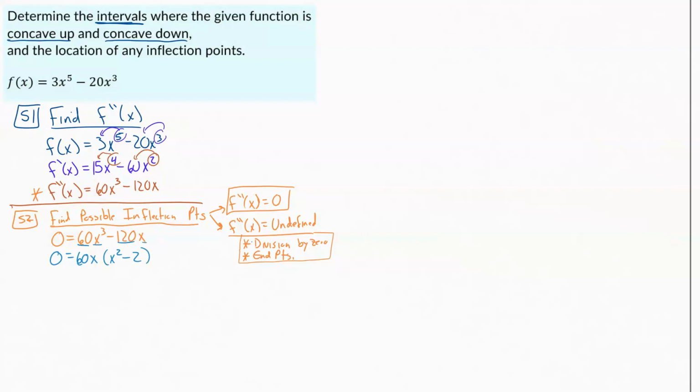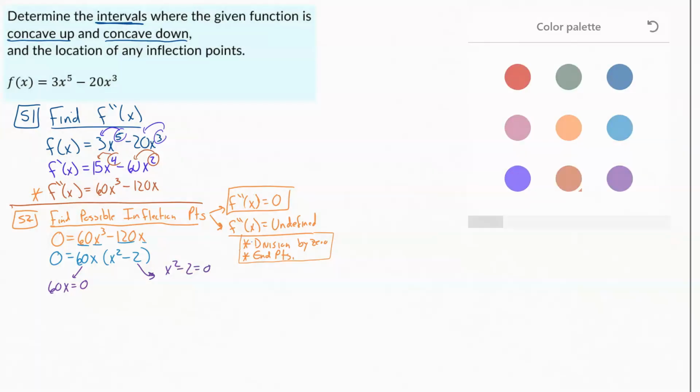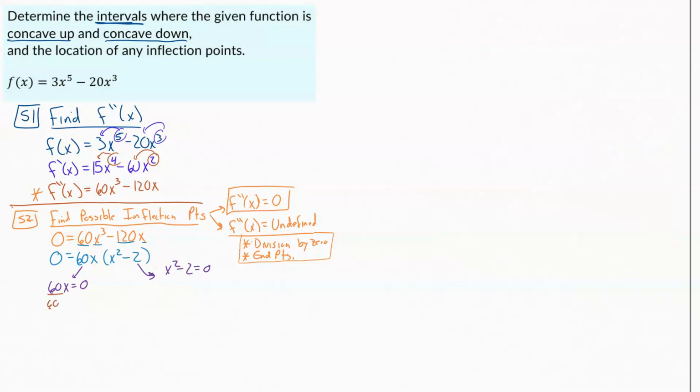The reason we do that is now we can go ahead and set each of these factors individually equal to 0 and solve those little math problems. So we want to know when does 60x equal 0, and then we're also going to want to know when does x squared minus 2 equal 0. So solving those little math problems out, on this first one here, I just need to divide by 60, and I end up with x equals 0. That is a possible inflection point. It's important to remember that.